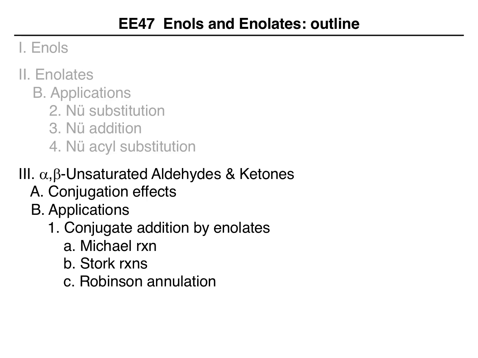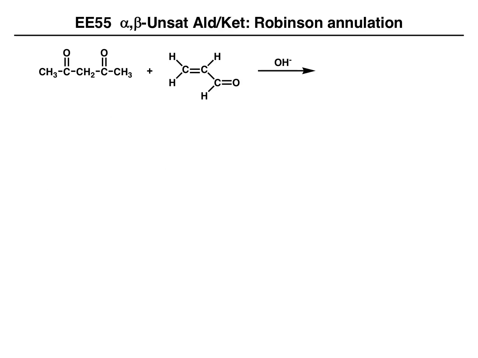In our last video on enolates, we are continuing to look at conjugate addition by enolates, and this time focusing on the Robinson annulation. This is an example very similar to something we've seen, where we have a beta diketone and we are reacting it with an alpha beta unsaturated, in this case aldehyde. We treat this with hydroxide.